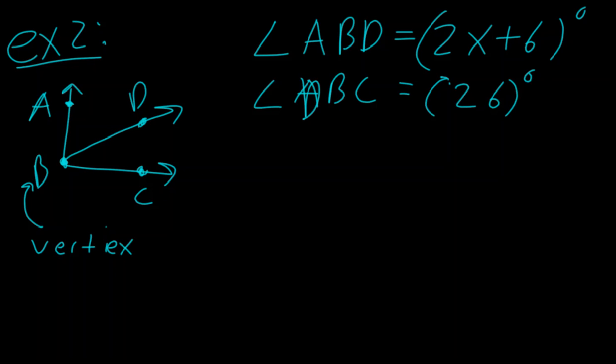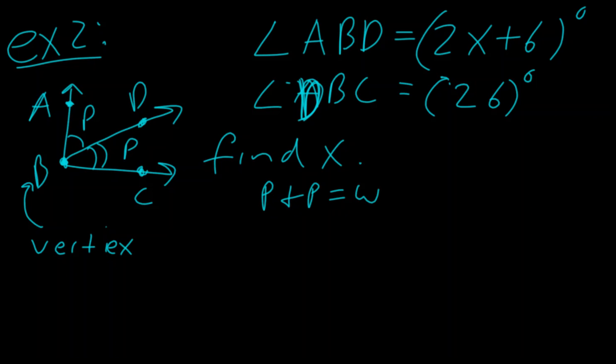Well, if I want you to find x, what would we do? We know that angle ABD is this right here. That is a part. And we know the angle, remember I'm changing that to D, angle DBC is this part. And for the angle addition postulate, we know that the part plus the part is equal to the whole. And so here we can simply say 2x plus 6 plus 26 is equal to the whole. And in this case, since we're given it is a right angle, we know that our whole is going to be 90 degrees.